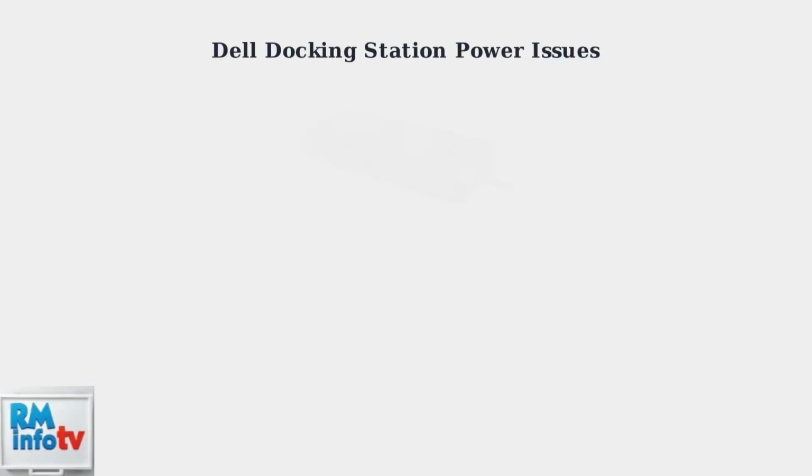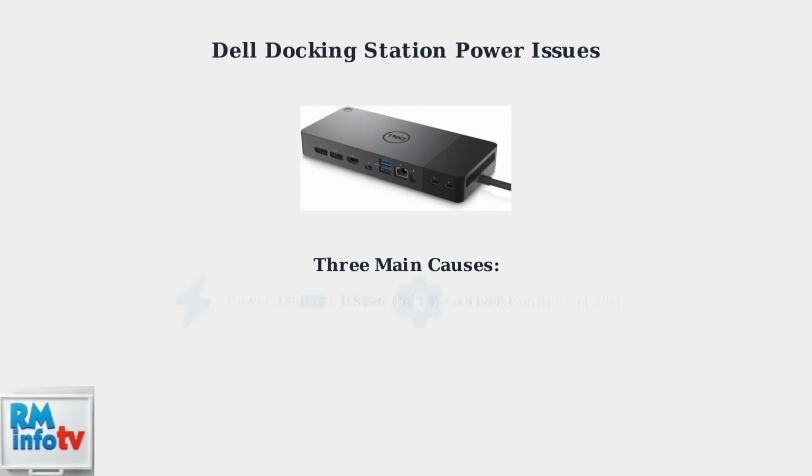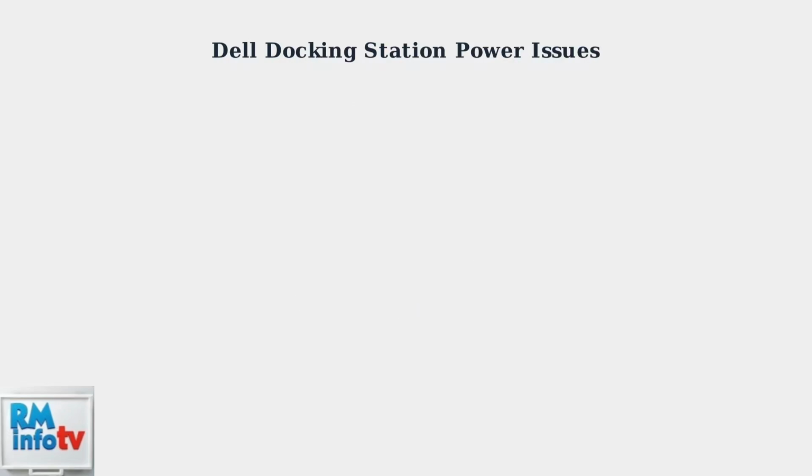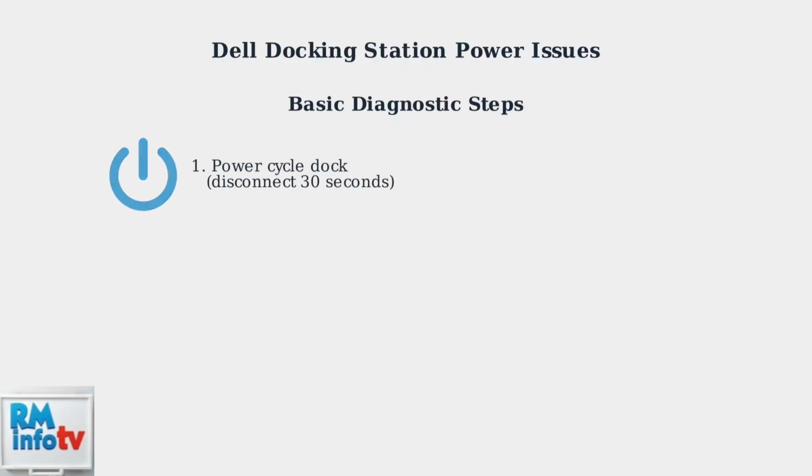When your Dell docking station has power but isn't working properly, there are three primary causes to investigate: power delivery problems, USB-C port wear, and driver conflicts. Start with these basic diagnostic steps.